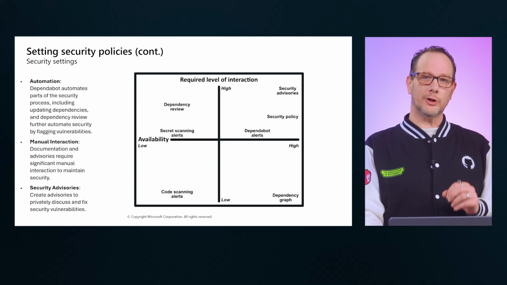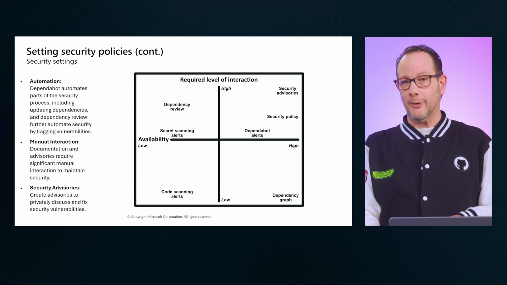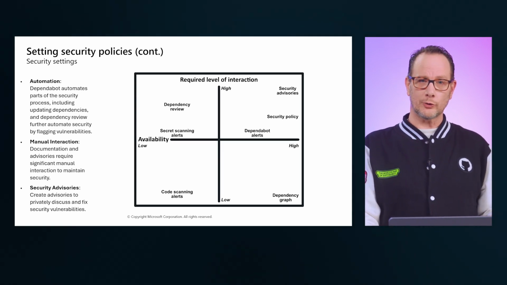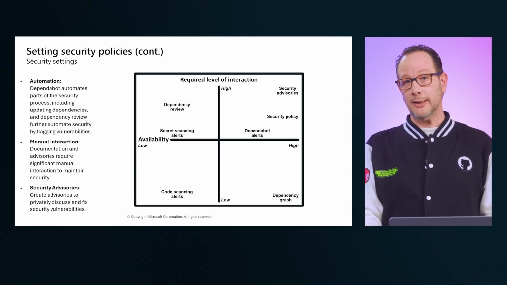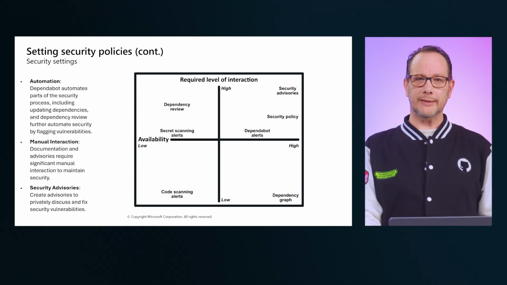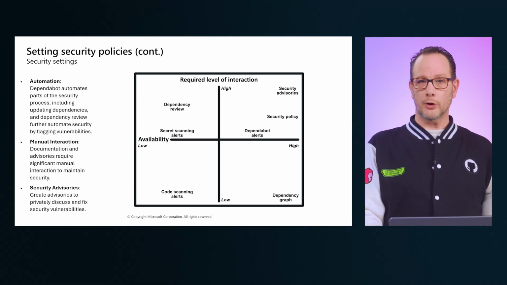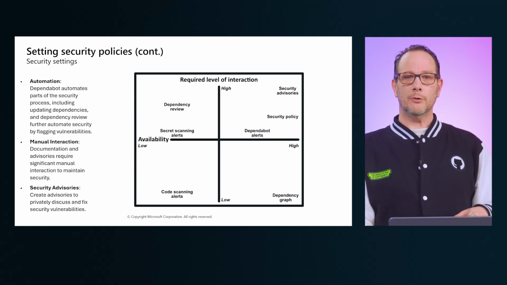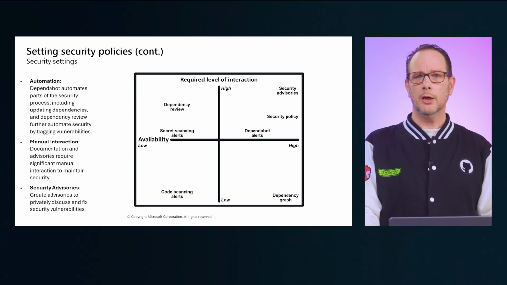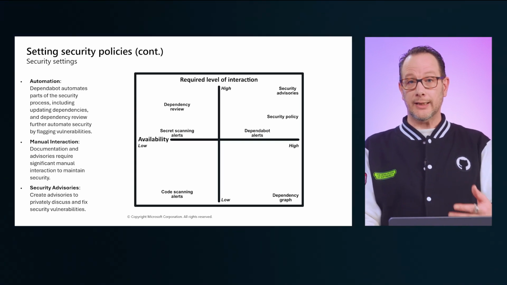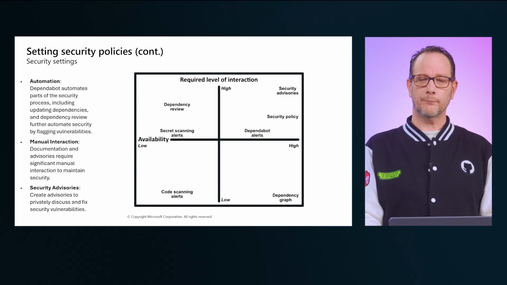Now, what makes these security settings especially powerful is the mix of automation as well as manual controls. Tools like Dependabot can automatically update dependencies and flag vulnerabilities, reducing the manual work needed to keep things secure. At the same time, features like security advisories or documentation require more hands-on attention, but they are crucial for communicating risks and responses.